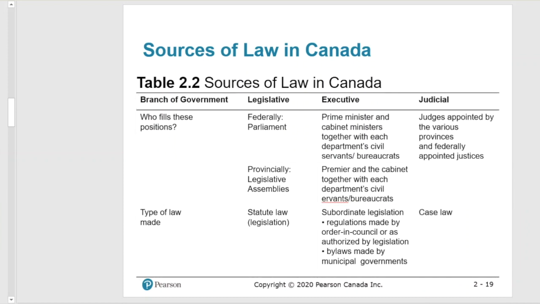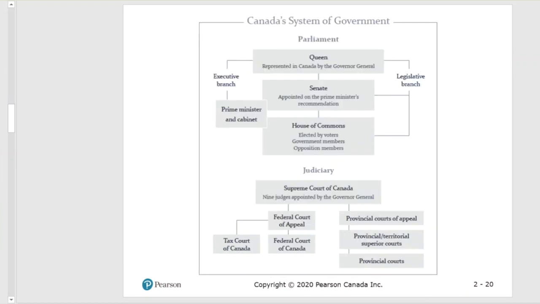So this is a very nice table to go through. In terms of system of government, you can just review this. We're going to look at this in the next chapter, and we'll be focusing on the Supreme Court of Canada, so the court system, and then the provincial courts. We will not look at the federal courts or tax court. We'll only focus here on the provincial courts. Okay?